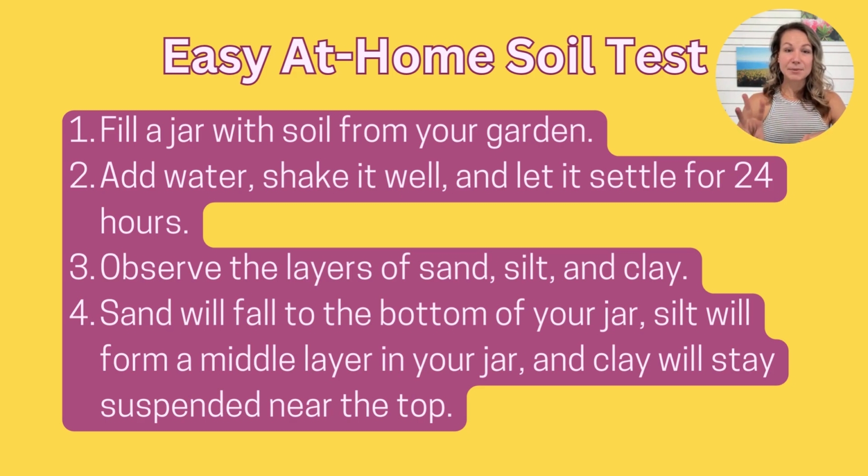Step 3, let it settle for about 24 hours. Place the jar in a spot where it can sit undisturbed for 24 hours. During this time, the soil particles will begin to settle based on their weight and size. After the water has cleared, you'll notice three distinct layers forming in the jar.